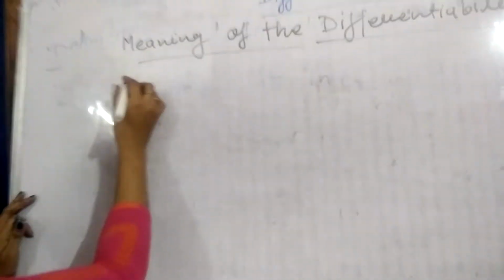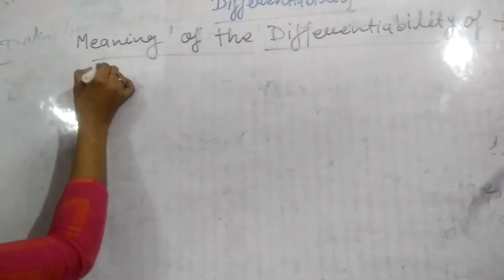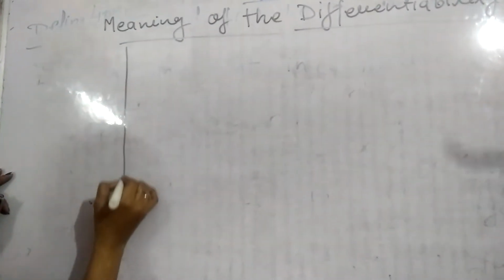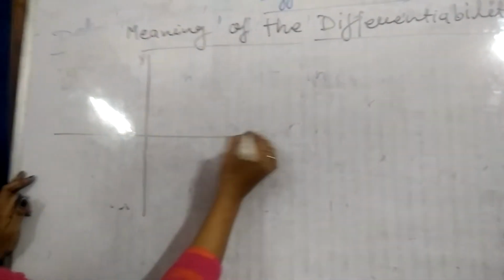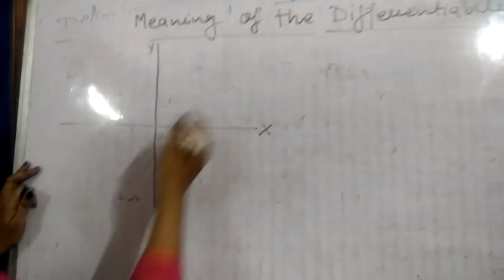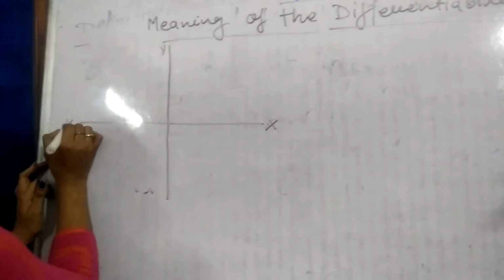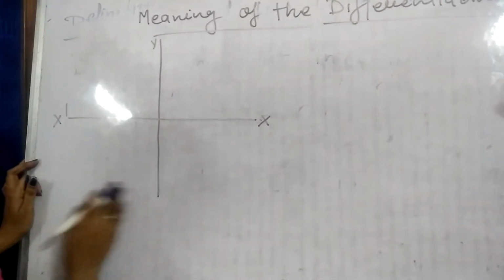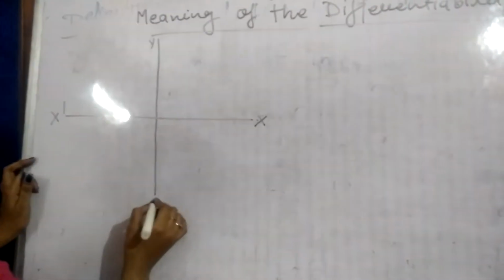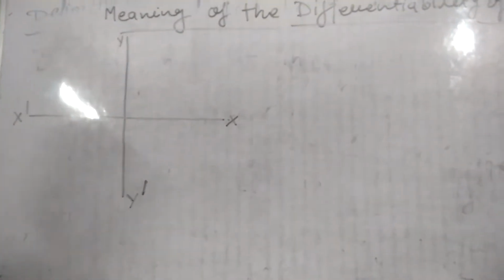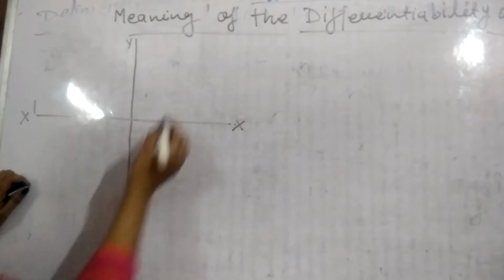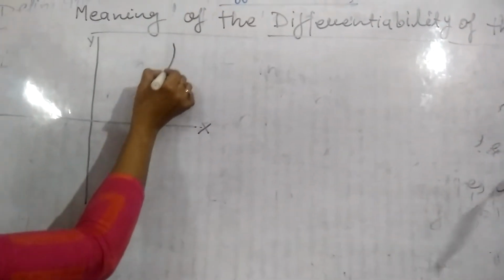Consider a curve. At first we draw the y-axis and draw the x-axis. X shows the positive direction of the x-axis and x dash is the negative direction of the x-axis, and y dash is the negative direction of the y-axis. Draw the curve.